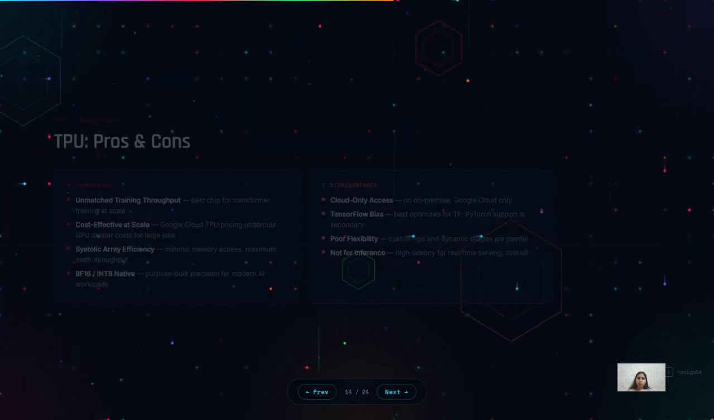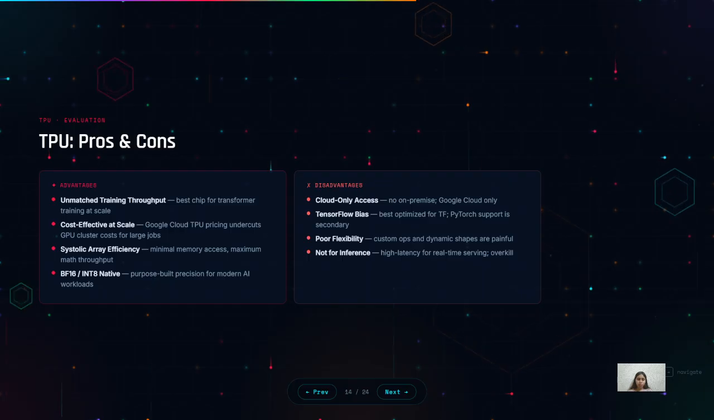Let's talk about the pros and cons of the TPU. TPUs provide incredible AI throughput. For large scale training, they can outperform GPUs in efficiency and cost. But there is a trade off.